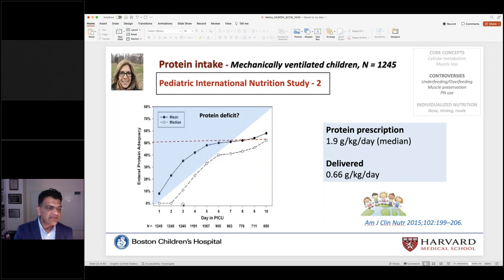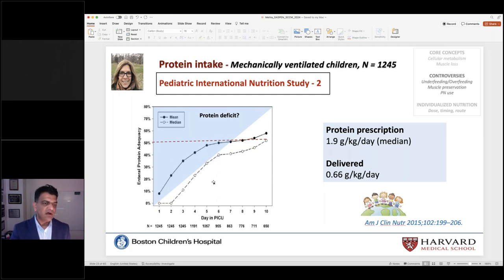And on the y-axis, you see the adequacy of protein. Adequacy here means that the dietitian or the whole group together prescribed an amount X. How much of that X was actually delivered? So it's a percentage. And what you see very quickly on the graph here is that both the mean and the median barely reach even 50% of what was prescribed, even by the end of 1 week.